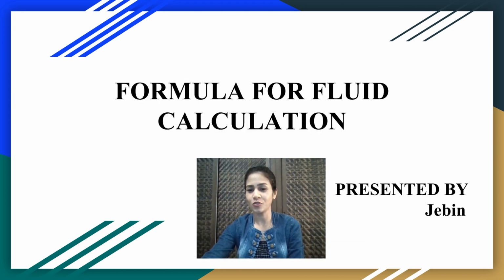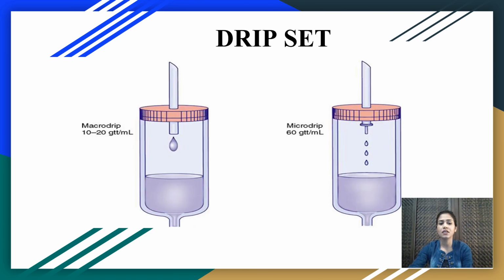Before moving on to the formula, we should have some idea about the types of IV sets in order to implement the formula. So let's see the types of IV sets first. These are the two IV sets we are using. This is the macro drip set and this one is the micro drip set. From the name itself, the meaning is there. Macro means large, and you see how big each drop is. And micro means small. You see how small each drop is.